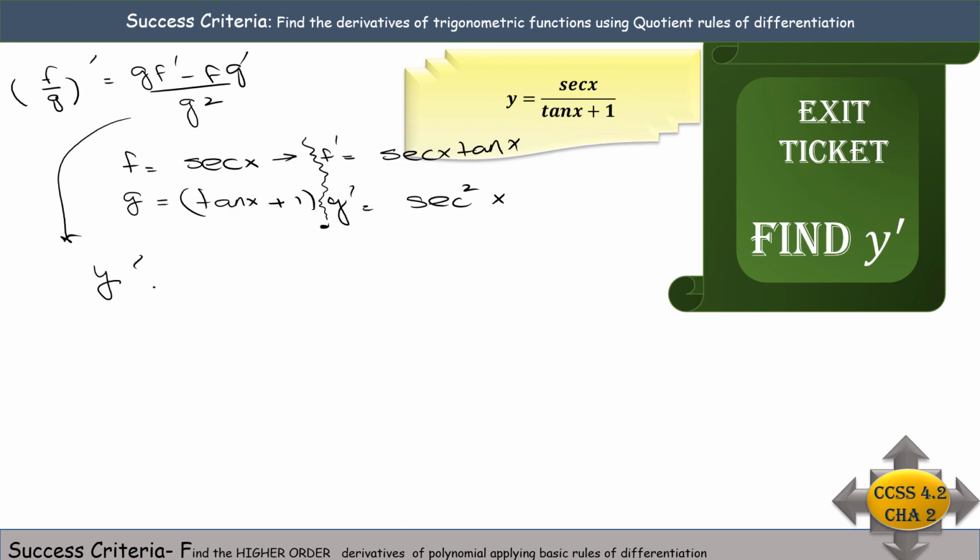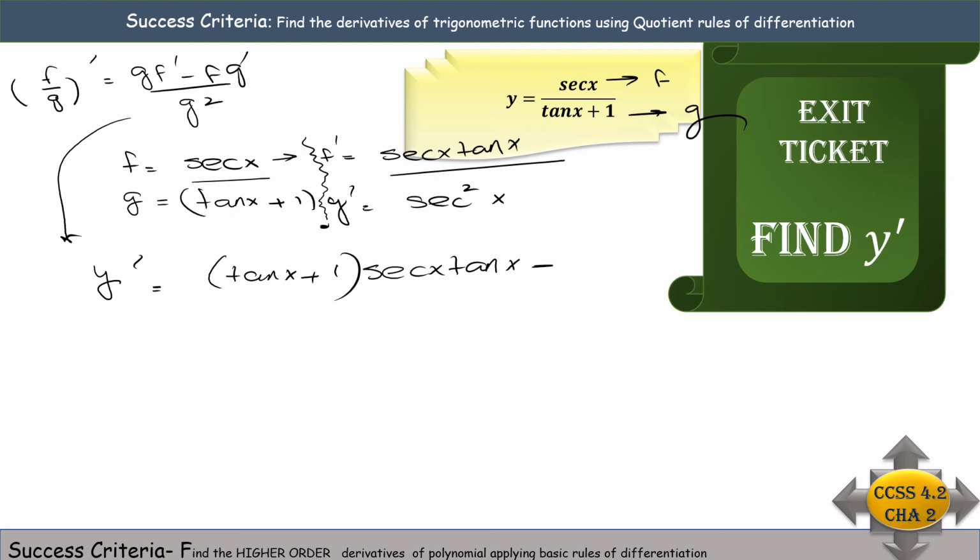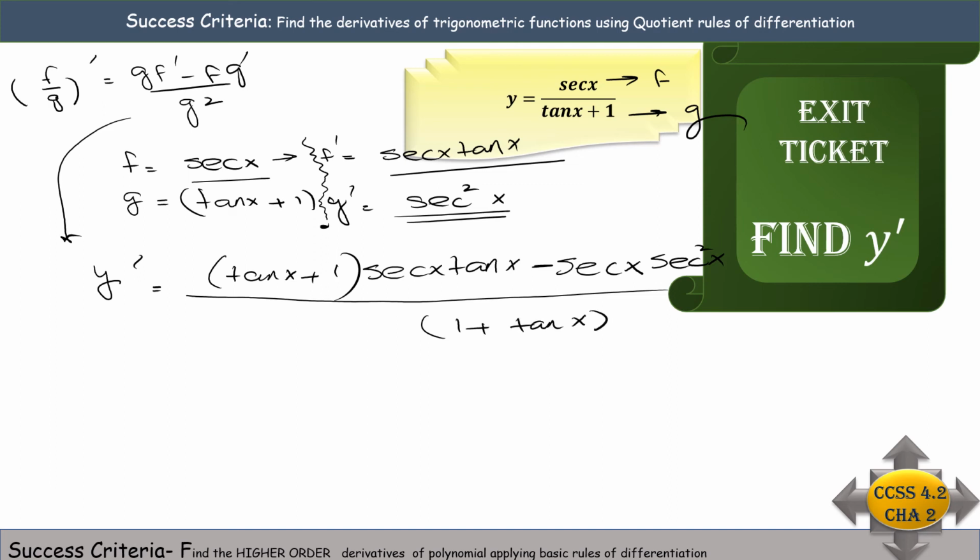So we will write y prime equals to, the numerator is f and the denominator is g, so you will write 10x plus 1. Times f prime, that is secant x tangent x, minus f, that is sec x, times g prime, that is sec square x, over g square, that is 1 plus tangent x whole square.